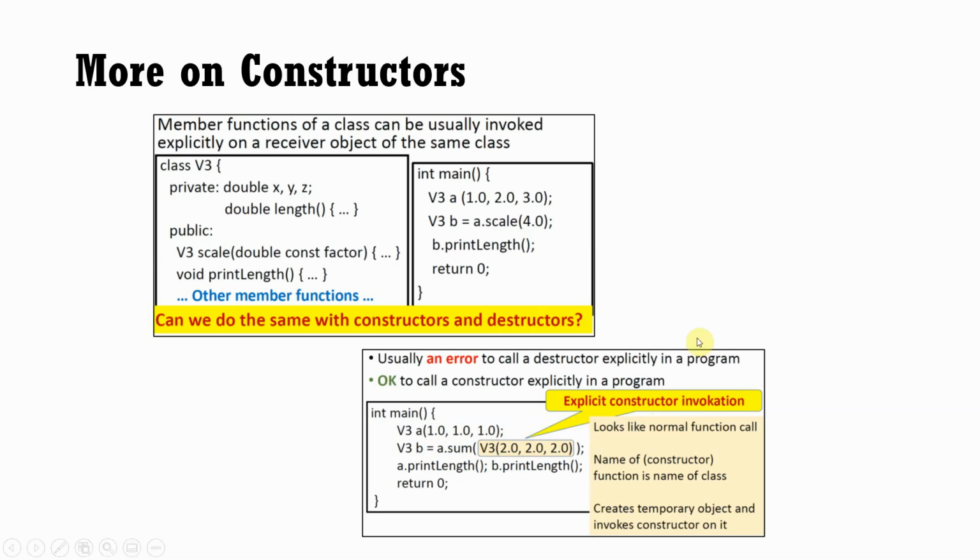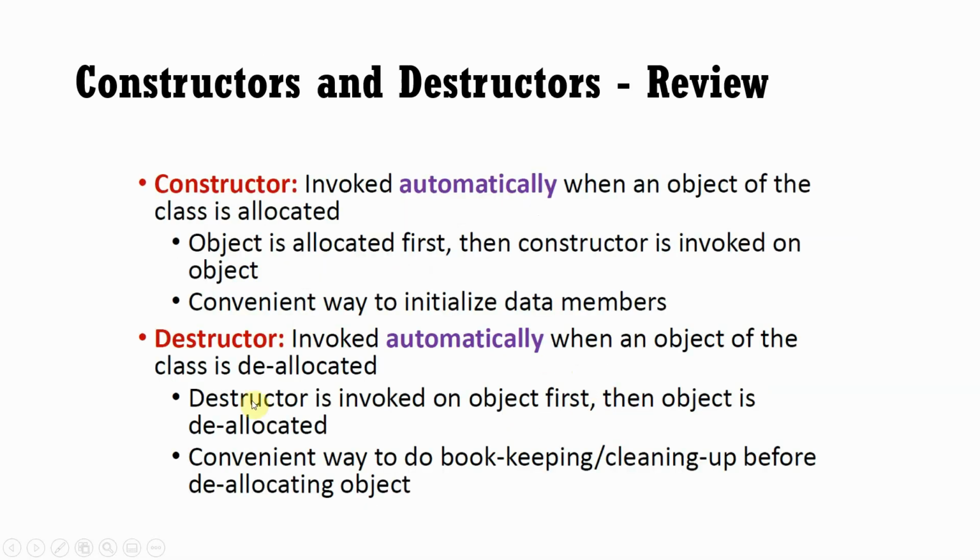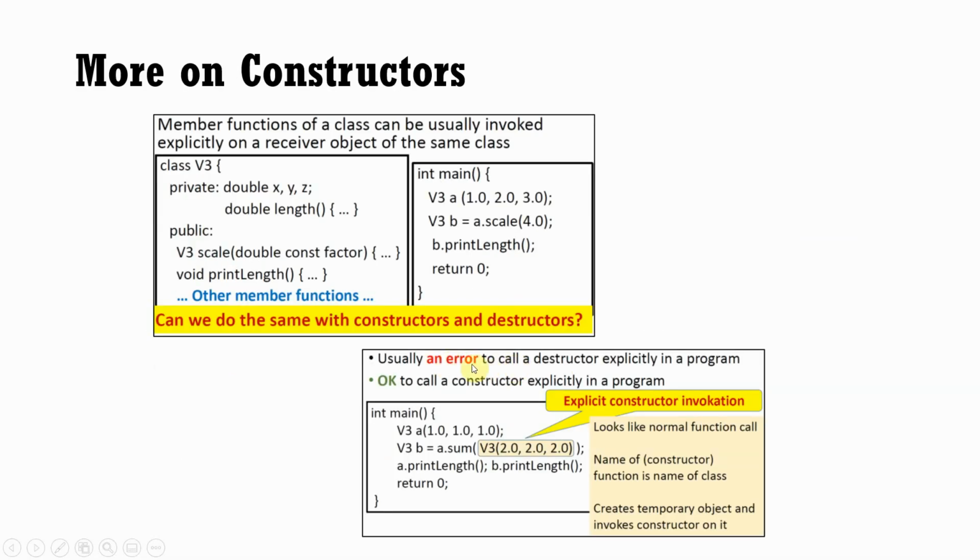Usually it's an error to call a destructor explicitly. Okay, so we do it for constructors, but we don't do it for destructors. Why is that? It's usually an error in many compilers because the destructor is invoked automatically. So if you also call it yourself, the compiler is going to call it automatically too, and the destructor is going to be called twice on the same object.